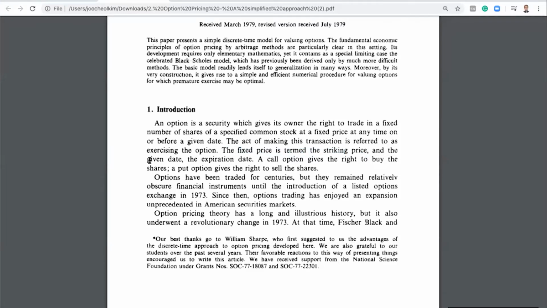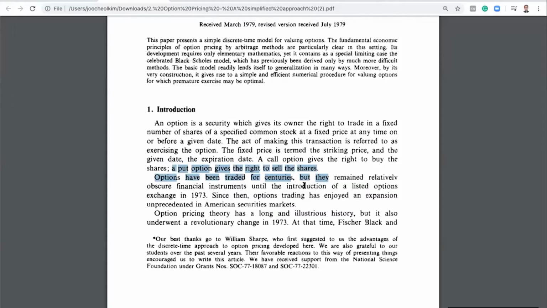And the given date is the maturity date. It has different names for the same thing. Sometimes we call it a termination date, or sometimes the expiration date, and so on. And then the call option gives the right to buy the share, and a put option gives the right to sell the share. So we know the difference.